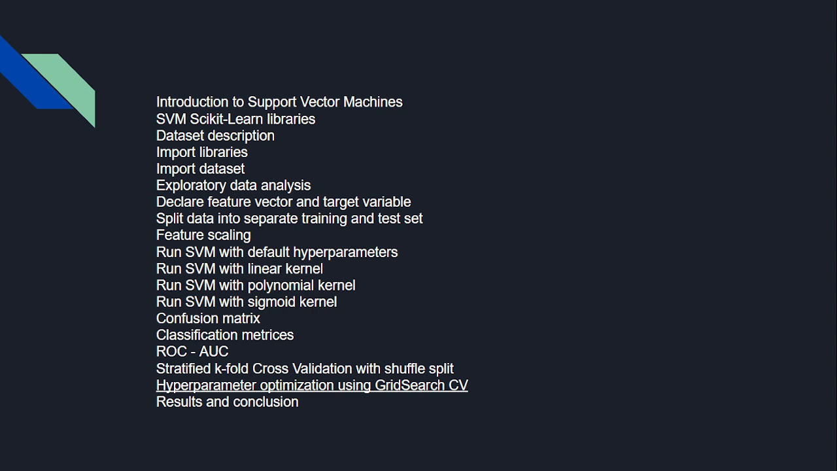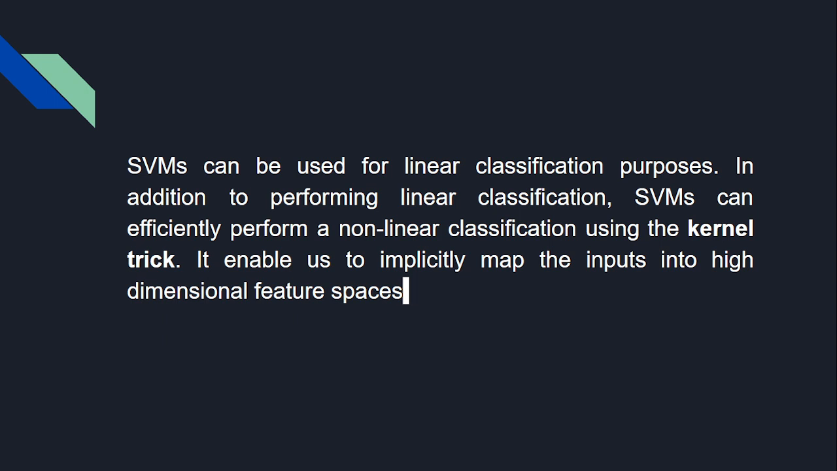Then we create the confusion matrix. Then we go for the classification metrics and area under curve AUC and ROC, and the k-fold cross validation, with the hyperparameter optimization using the grid search CV, and all these things. These are the things we are going to cover here. Now let us have a look.